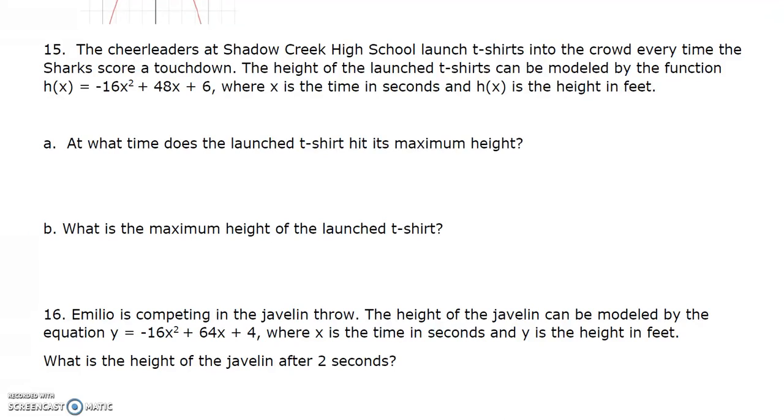Okay, so let's look at number 15. It is saying the cheerleaders at Shadow Creek High School launch t-shirts into the crowd every time the Sharks score a touchdown. The height of the launched t-shirts can be modeled by the function h of x equals negative 16x squared plus 48x plus 6, where x is the time in seconds and h of x is the height in feet.